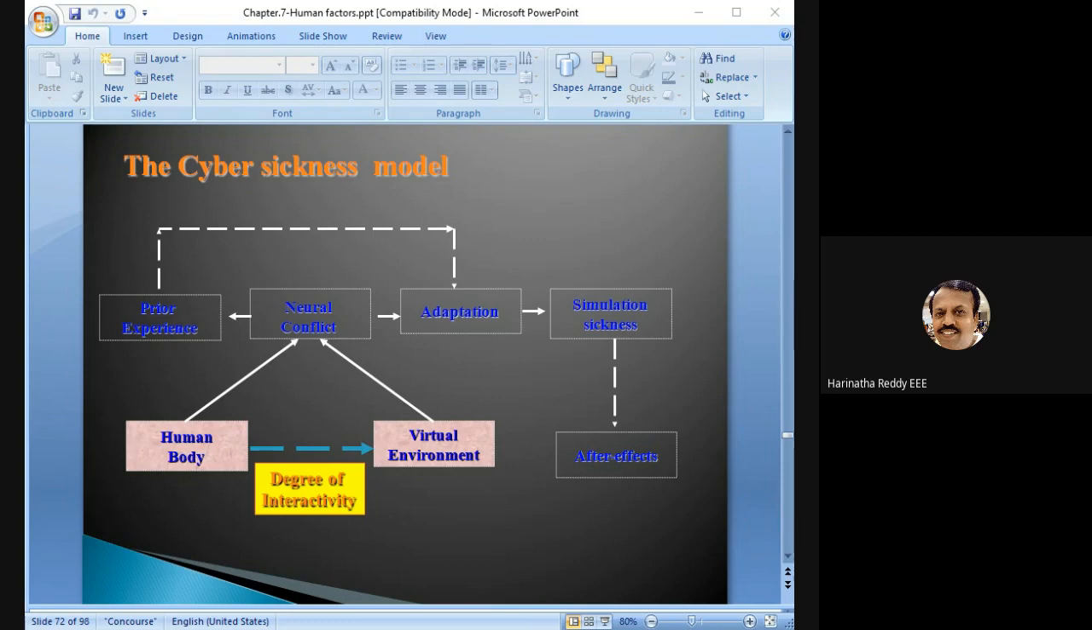So in general, when we are interacting with any virtual environment through a simulator, we need to apply some force, and our muscles may get some extension and contraction. Is it clear? So that data is also stored, and that particular data plays an important role in reducing the effects of cyber sickness.